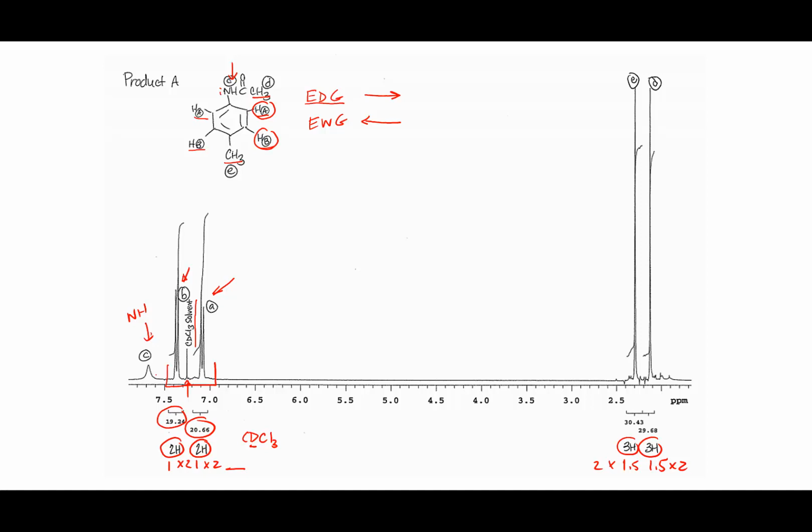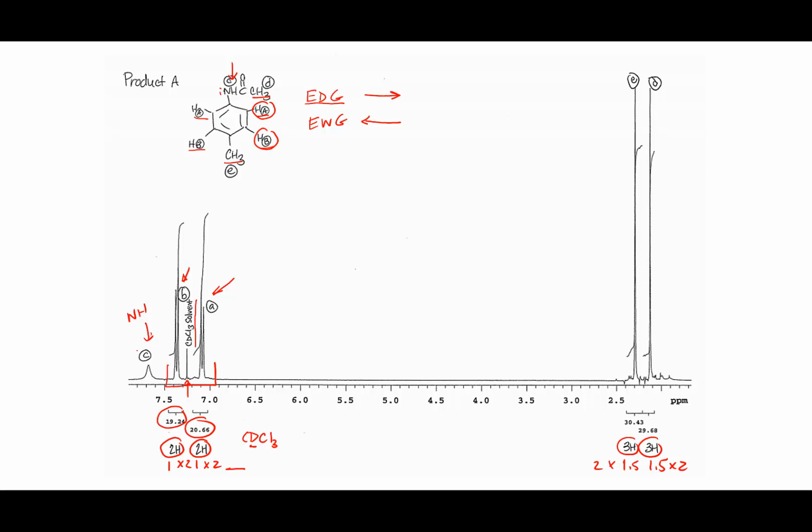You don't have to worry about the NH. I didn't integrate the NH because it shows up wherever it wants on the spectrum. So some of you may have the NH peak kind of in the middle of this doublet. It may be to the right, it may be to the left. It depends on the amount of water in your sample as to how the NH moves around. And we'll see that in product B.